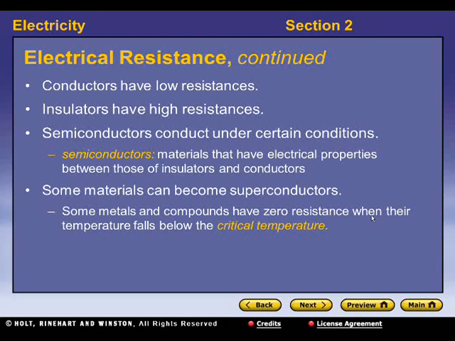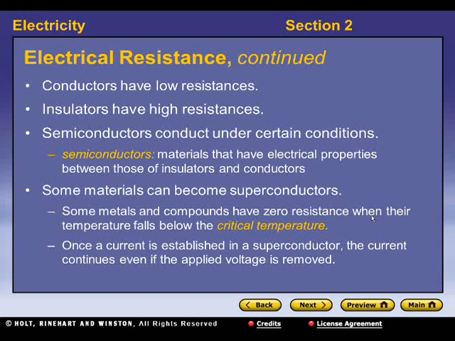Some metals and compounds have zero resistance when their temperature falls below what's called a critical temperature. Usually it's an extremely low temperature, in the minus 200 to 400 degree range Fahrenheit, so it's extremely cold. And a lot of times when they've developed those materials, yes, they have zero resistance. If you actually induced a charge to flow in those materials at that temperature, that charge would flow continuously, uninhibited or without resistance, for infinity. Basically, it could go on forever and ever as long as it stayed at that temperature.